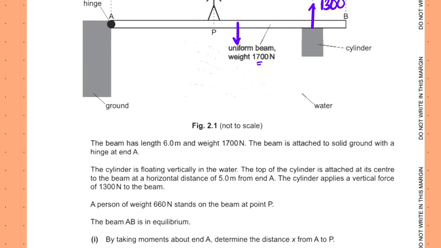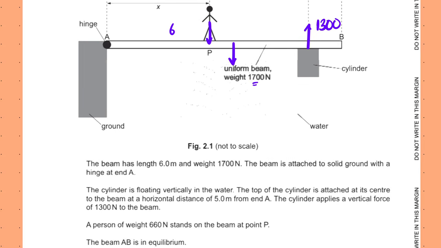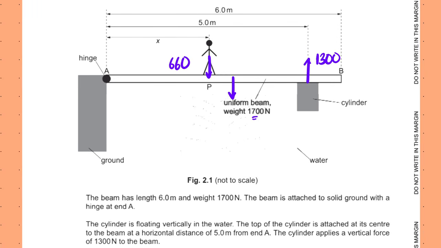By taking moments about A, determine the distance x from A to P. Alright. So moments about A, I know this is 1700 and the weight of the person is 660. So then, before using the principle of moments, I should see which one produces a clockwise moment, which one produces an anti-clockwise moment. This is clockwise, and this is anti-clockwise, right? So then I'd say that the moment because of this should equal the moment because of this plus the moment because of this. So then I'll write the expression.